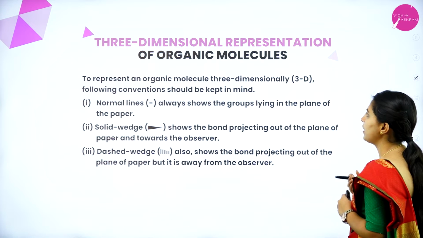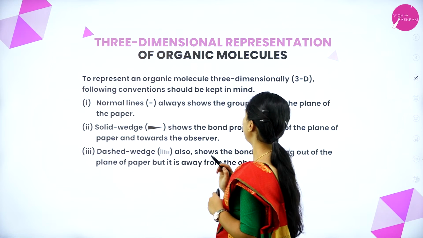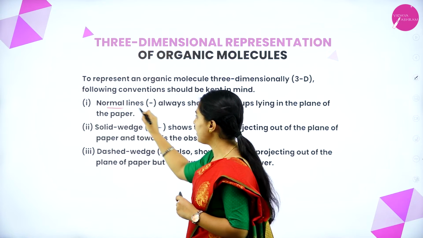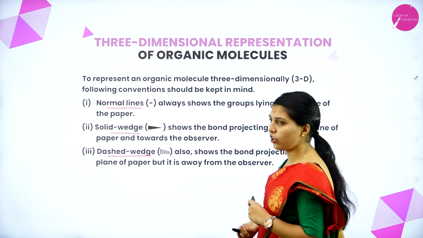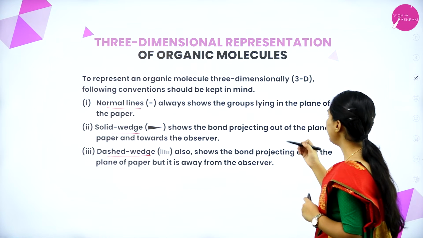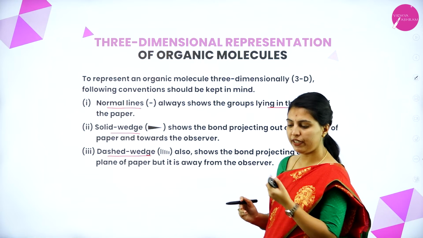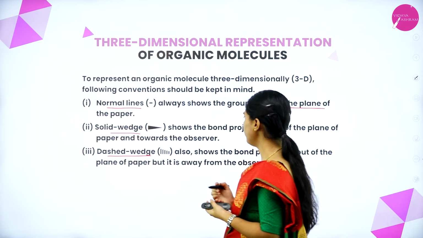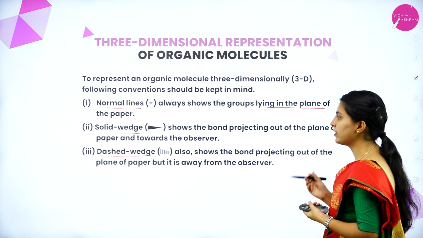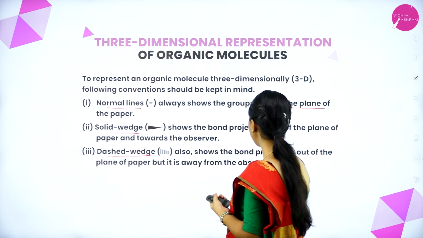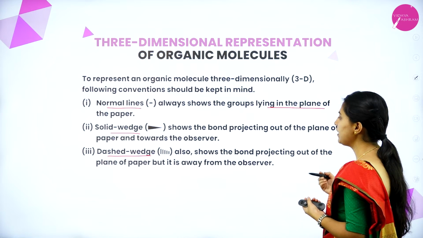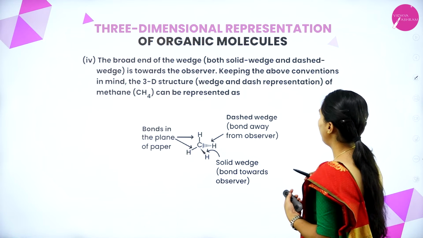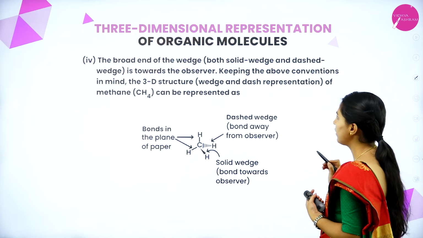This is a three-dimensional representation of organic molecules. To represent an organic molecule three-dimensionally, the following conventions should be kept in mind. What are those? Normal lines, solid wedge and dashed wedge. What do normal lines show? They always show the groups lying in the plane of the paper. If it is a plane, all the elements or groups will be on the same plane. A solid wedge shows the bond projecting out of the plane of the paper, towards the observer. A dashed wedge shows the bond projecting out of the plane of the paper, but away from the observer. The broad end of the wedge is towards the observer.